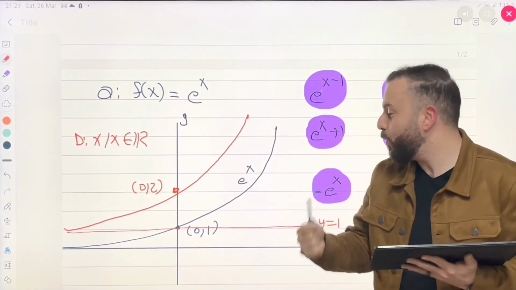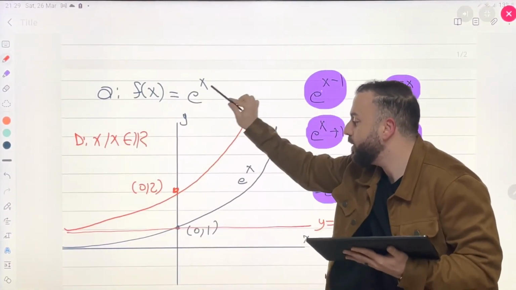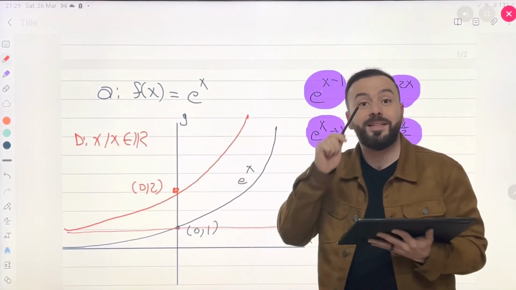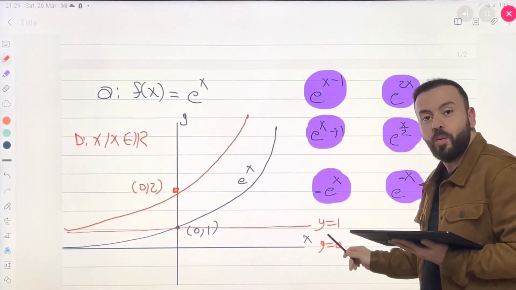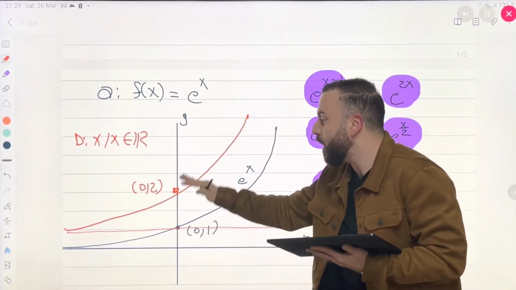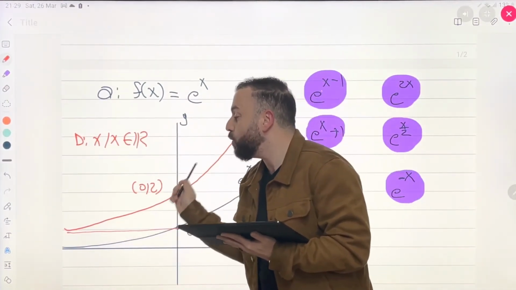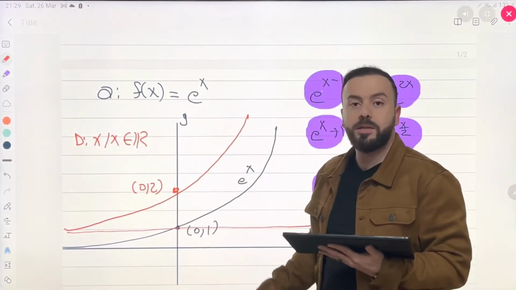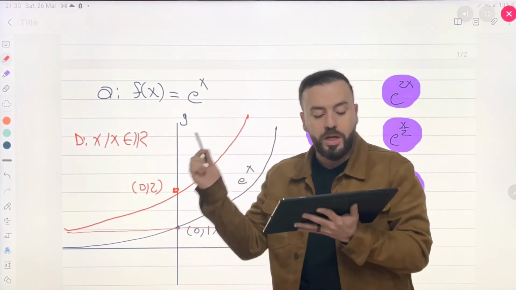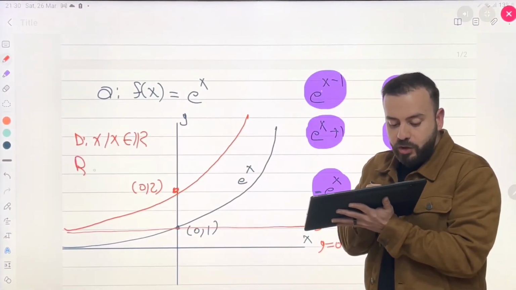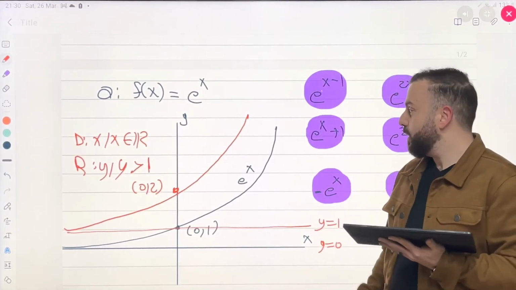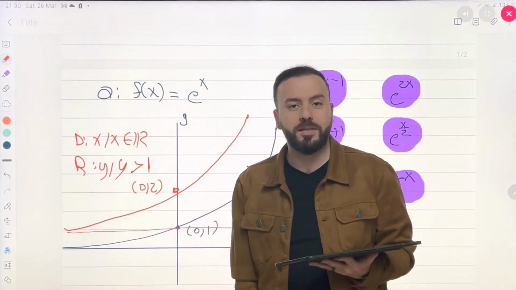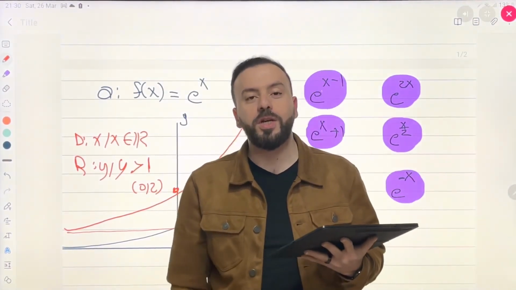Check this with me. Before we said that it was y greater than or equal to 0. But the new one now is what? y greater than or equal to what? 1, because the asymptote changed. So the new curve will never touch what? The new horizontal asymptote. So in this case I can say that the range is y greater than 1. Okay, this was a quick handout on exponential and logarithmic functions.